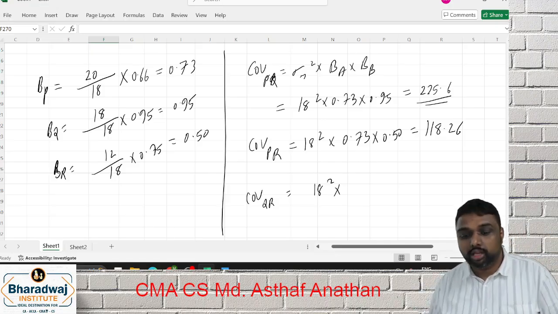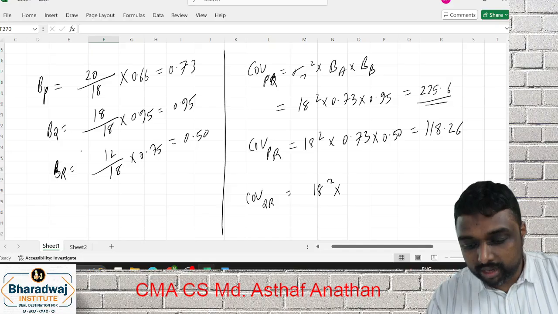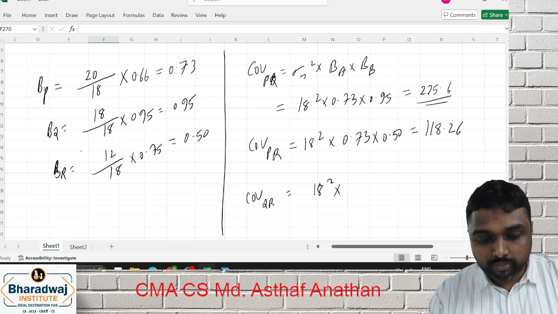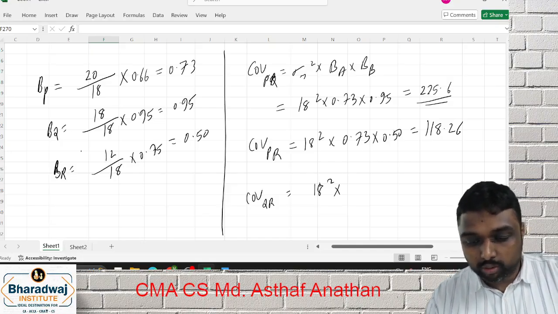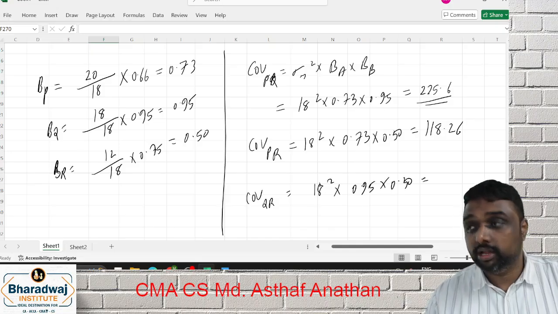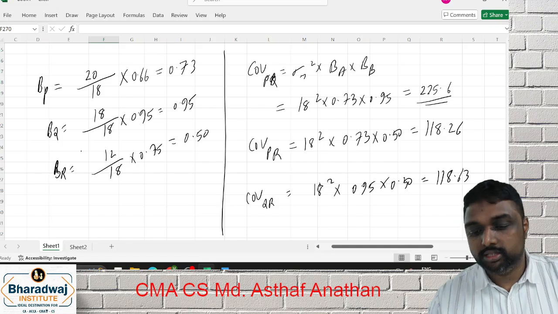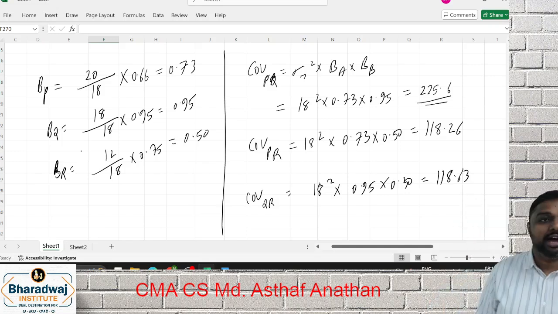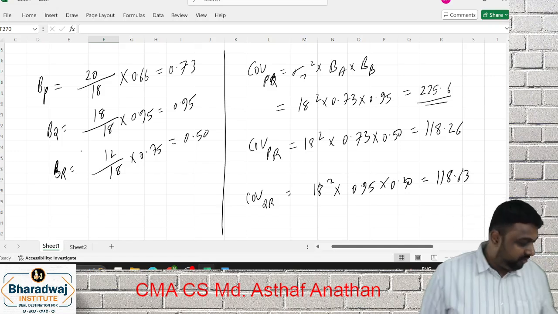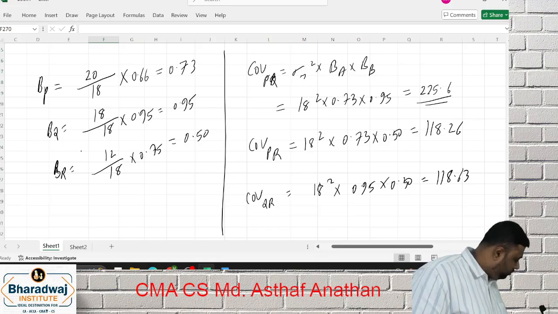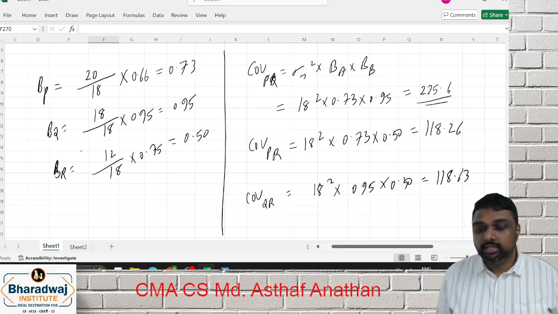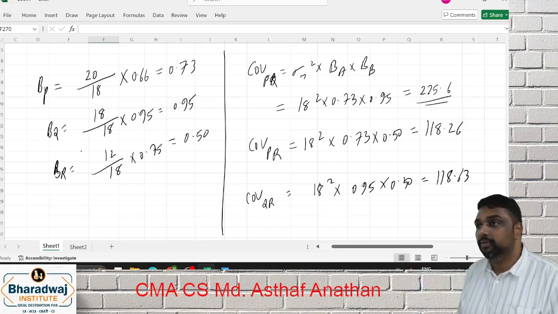Now next they are asking QR. So QR what will come? 18 square into, we have again Q. Q is 0.95, R is 0.5. What will you get? This is how you will find out the covariance. Are you clear? Yes or no, friends? Are you able to follow? This is how you will find out for QR.